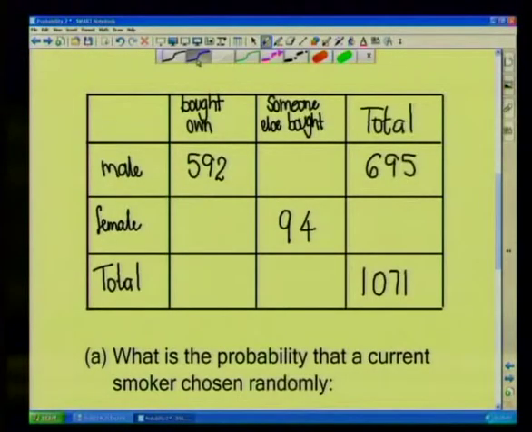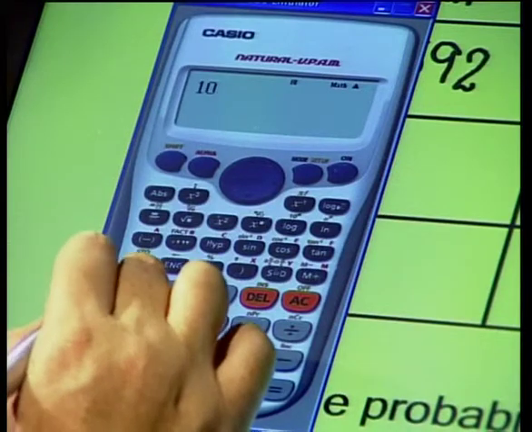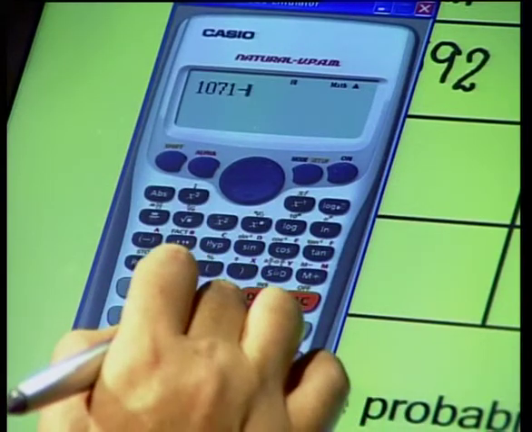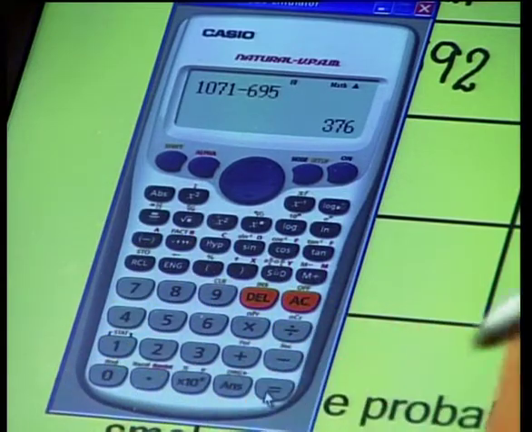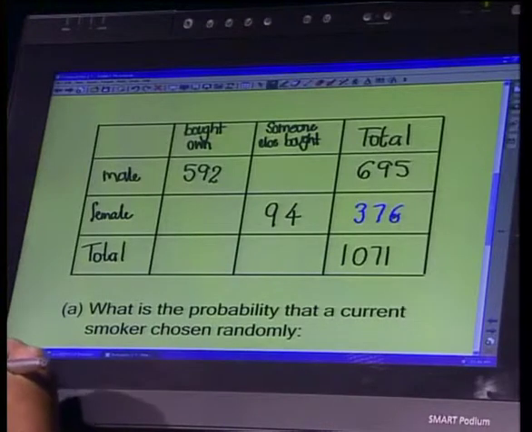Now, how am I going to work out how many females there were? Now, if I've got 695 males and my total is 1,071, then obviously the number of females is going to be the total, take away the number of males. And if we do that on our calculator to make life a little bit easier, I go 1,071 minus my 695, and I get 376 females.